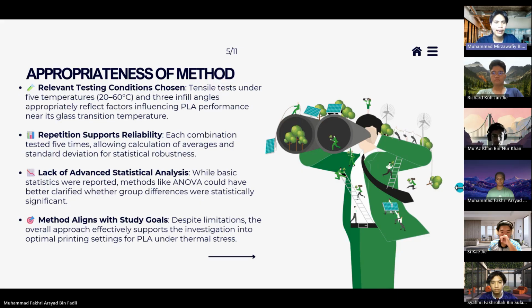However, it lacks advanced statistical analysis, such as ANOVA, which could have better clarified whether the group differences were actually significant to each other. But overall, the method aligns with the study goals, which is to investigate which printing setting is the most optimal for PLA under thermal stress.